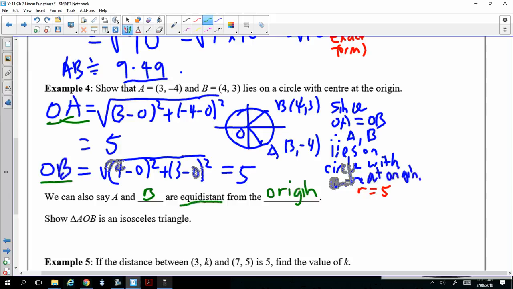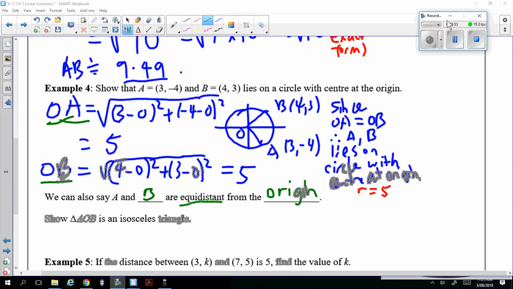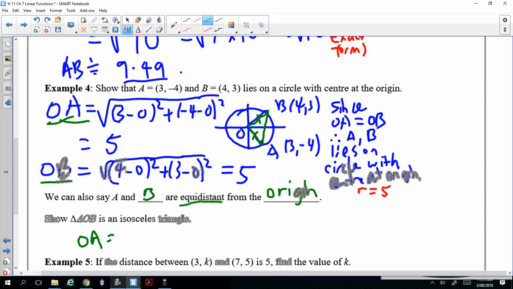In addition to that, we can also show that triangle OAB is an isosceles triangle. Why is it isosceles? If you look at this triangle, yes, Chloe. Yeah, the two lengths are the same, right? Because OA equals OB equals 5, right? Therefore, triangle OAB, or AOB, is isosceles. Done.